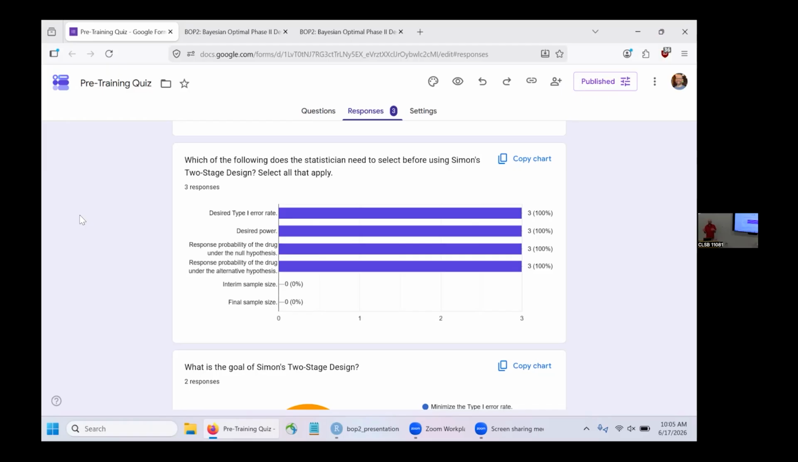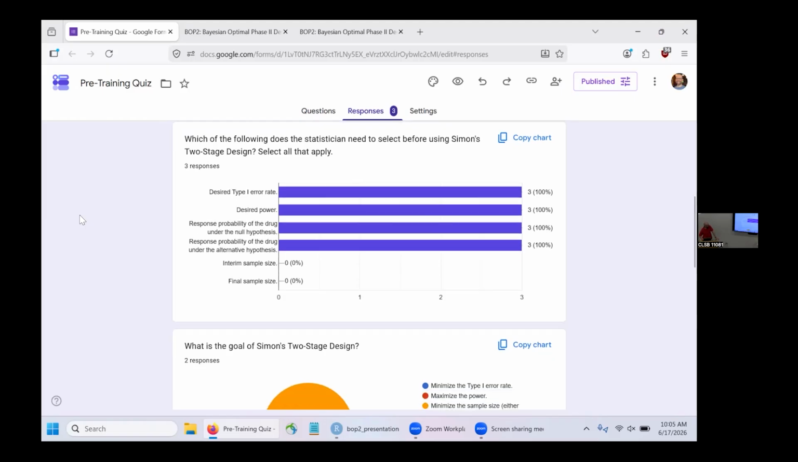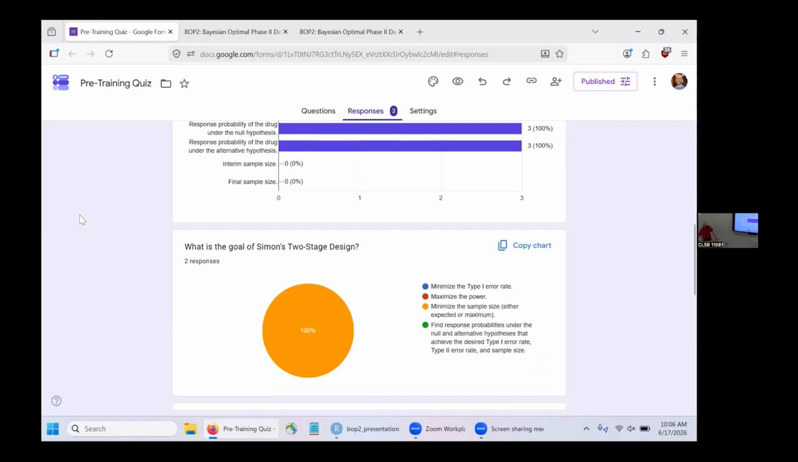And we'll get into the details of that in a moment. Don't worry, that's not the only time I'm going to cover that today. But this is just a bit of a review, and I'm highlighting comparisons between Simon's two-stage and BOP2. So with Simon's two-stage, it's going to give us the interim sample size and final sample size. We will have to provide that for BOP2.